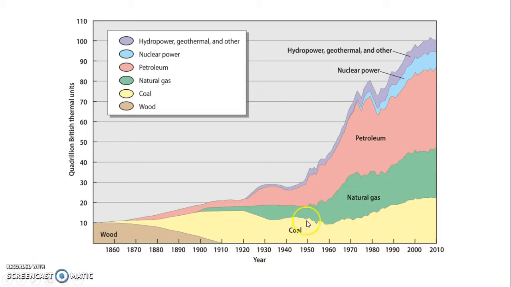So coal drops, but then it comes back in the 70s, so it's remained a big part of the energy use in North America. Natural gas grows, oil grows, then it drops, then it grows again. So overall, the amount of energy used has increased, and also the different sources, but natural gas has become a bigger portion of what it used to be. And then we also have nuclear energy coming into the mix in the 70s and beyond.